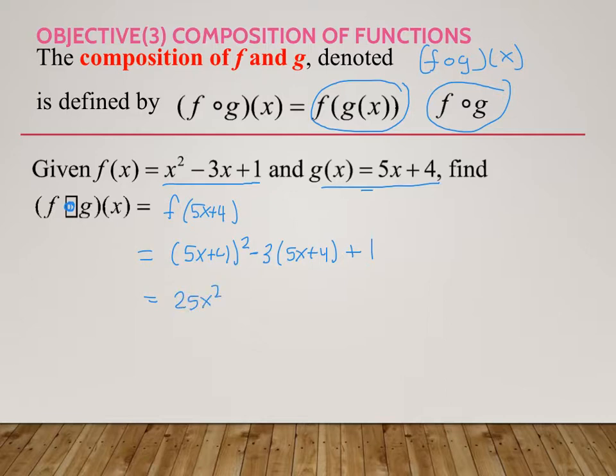This is 25x squared plus 40x plus 16 minus 15x minus 12 plus 1. This is 25x squared, and then when we take 15 from 40, we get another 25x, and then we get a plus 5 when we add the numbers together.